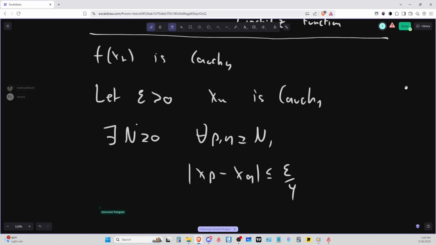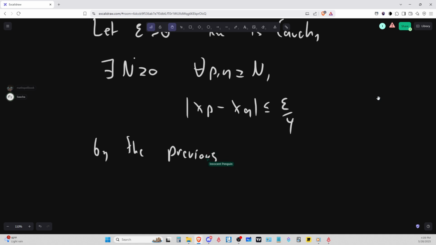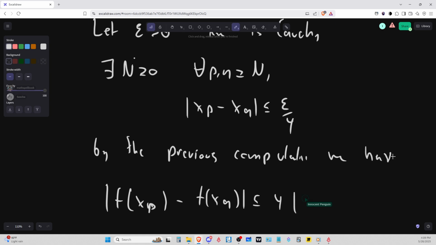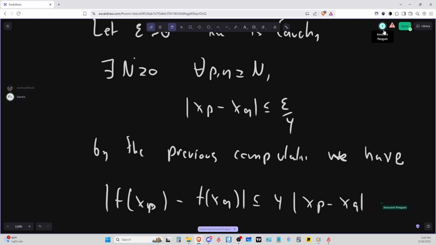I guess I should have put it in the lemma, but we're going to see that by the previous computation, we have that |f of x_p minus f of x_q| is less than or equal to 4 times the difference between x_p and x_q, right? That's the Lipschitz part that I told you. But now we know that x_p minus x_q is bounded by epsilon over 4. Therefore, it's bounded by 4 times epsilon over 4, which is just epsilon.